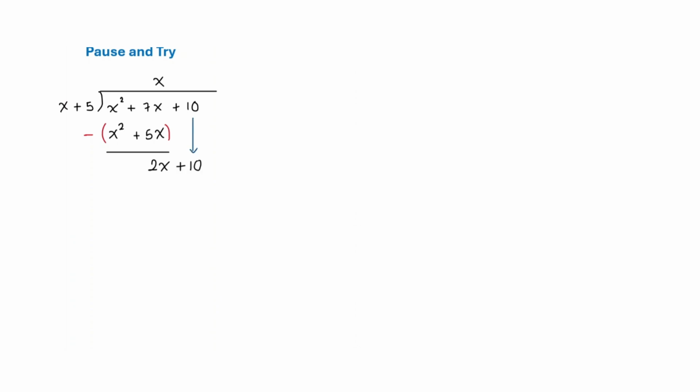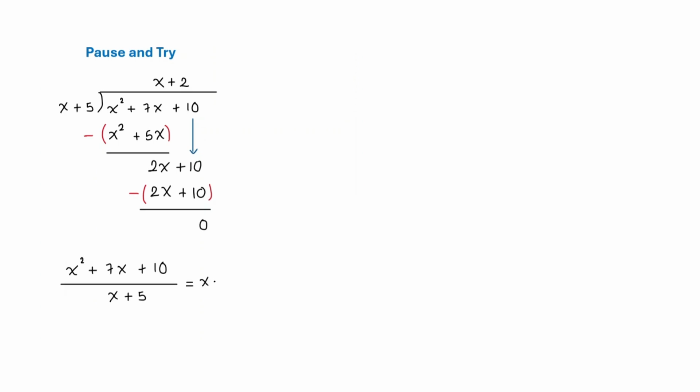Next, we repeat the same process. 2x divided by x gives 2. So we write plus 2 at the top, then we multiply 2 by the divisor. 2 multiplied by x is 2x, and 2 multiplied by 5 is 10. Now we subtract again. 2x minus 2x is 0, and 10 minus 10 is 0, so the remainder is 0. The final answer is x plus 2.